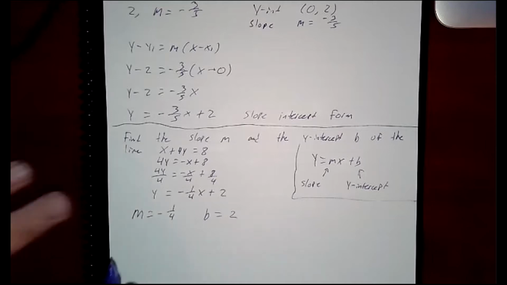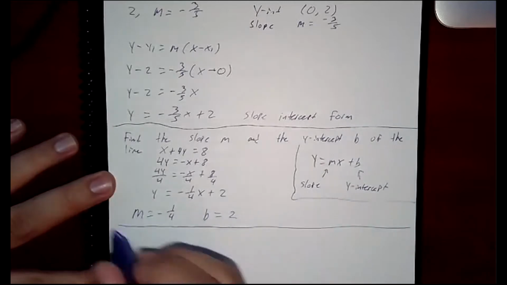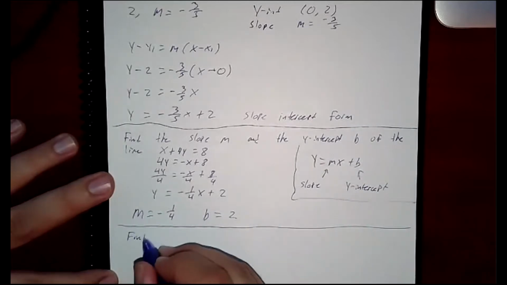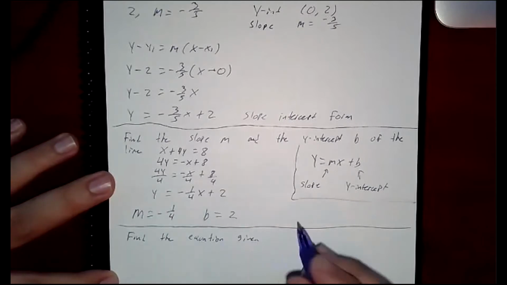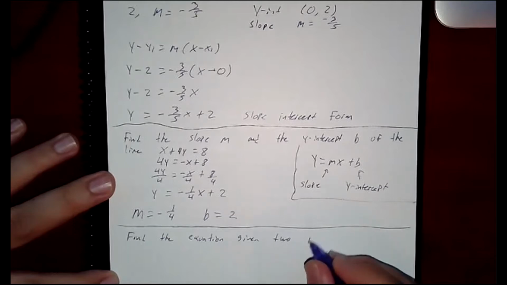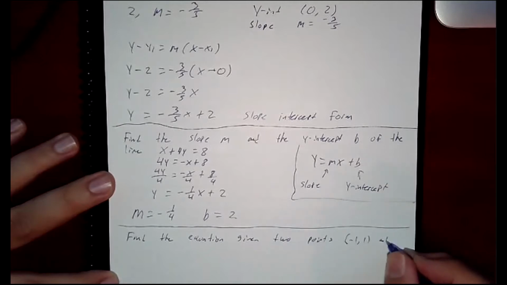So the last one, and we'll move on to a different section. Find the equation given 2 points: negative 1, 1, and 4, 16.